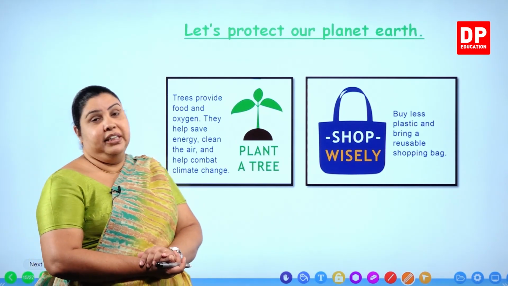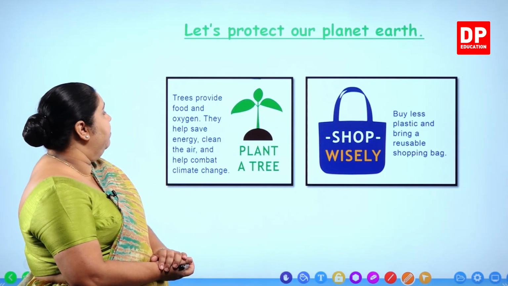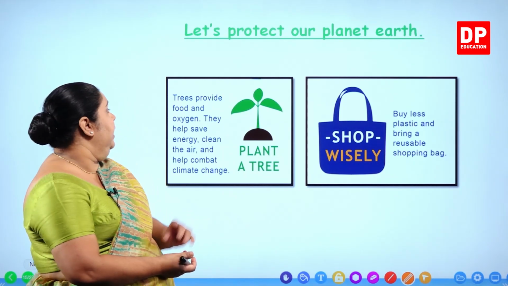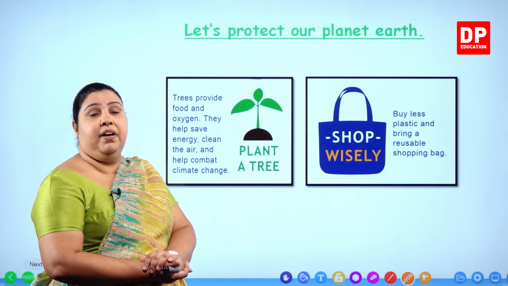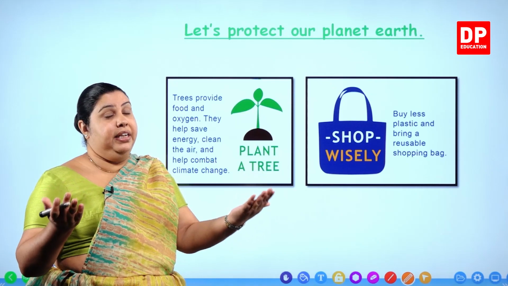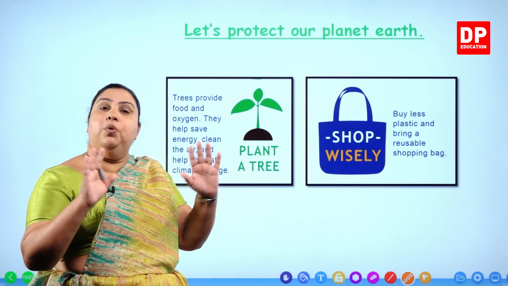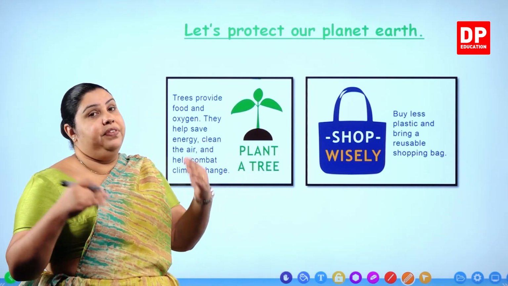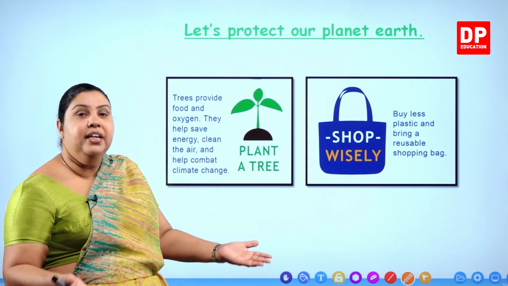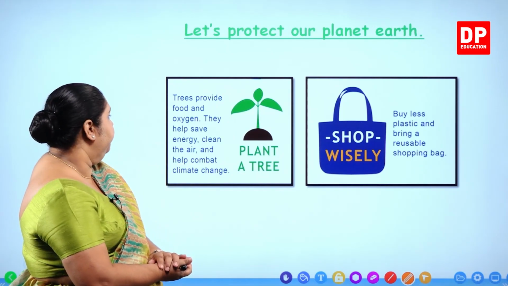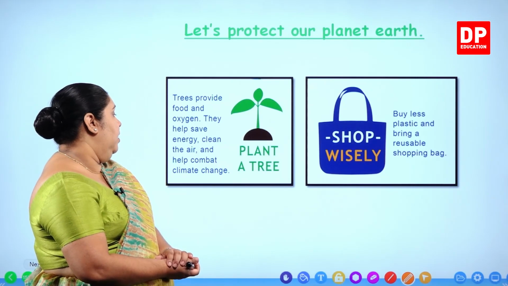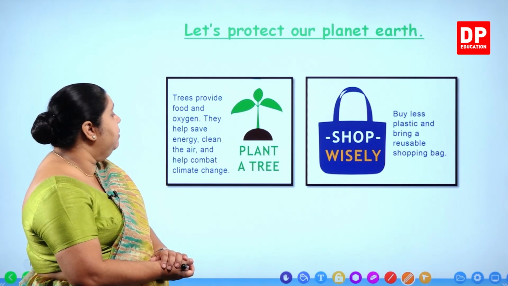Now here there is: Trees provide food and oxygen. Trees give us oxygen. Then when we did our lesson on trees, I spoke to you about all these things. If there were no trees, we cannot live. Trees give us oxygen as well as food to eat. They help save energy, clean the air, and help combat climate change.